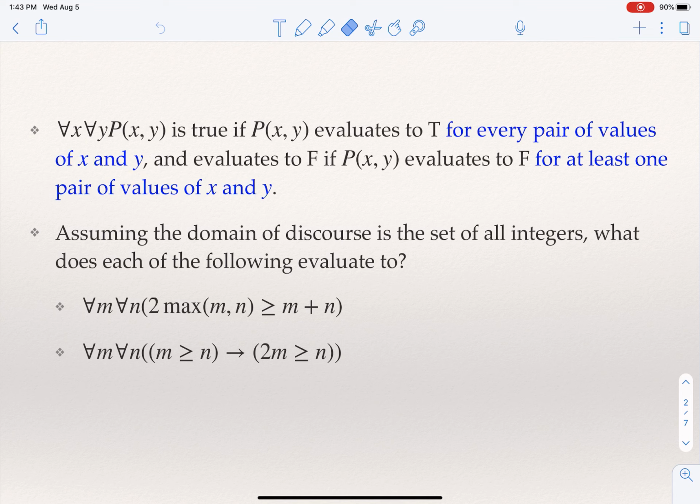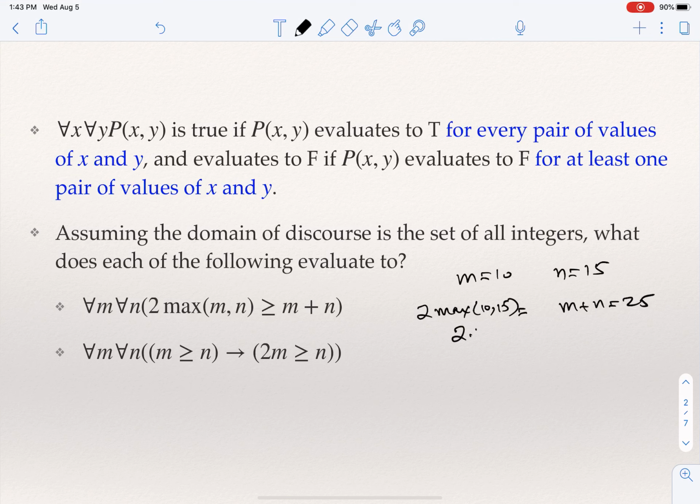Let's take m is 10 and n is 15. So we have m plus n, 25. 2 times the max of these two numbers is 2 times 15, which is 30, right? And 30 is greater than or equal to 25. Of course, this is not a proof because the statement is not saying there exists an m and there exists an n. It's saying for every m and n, is this true?